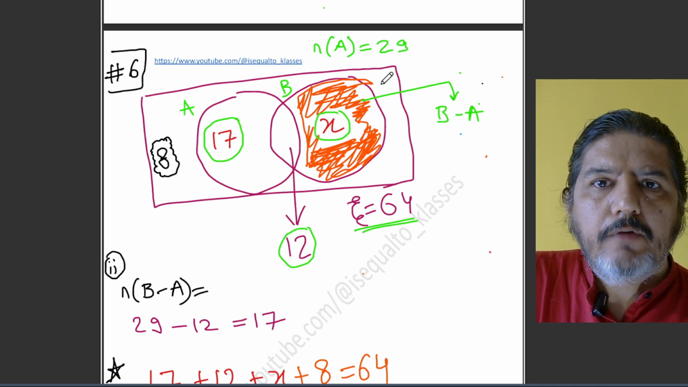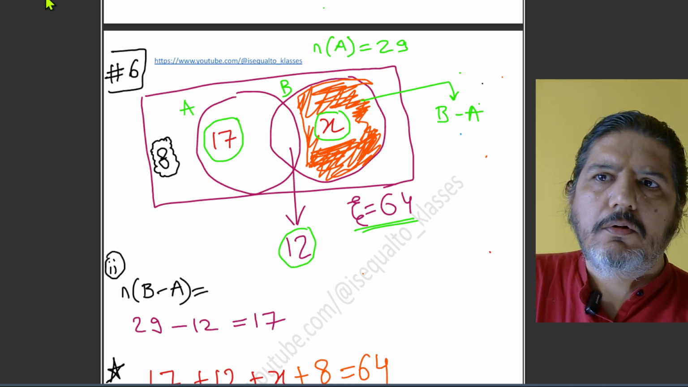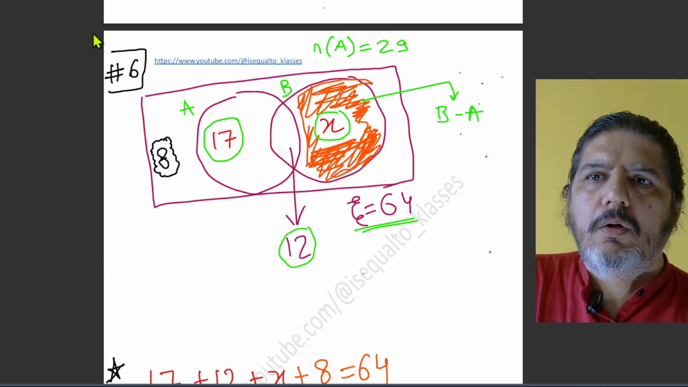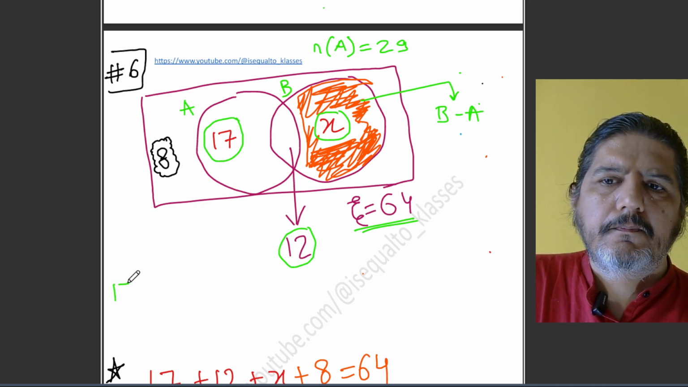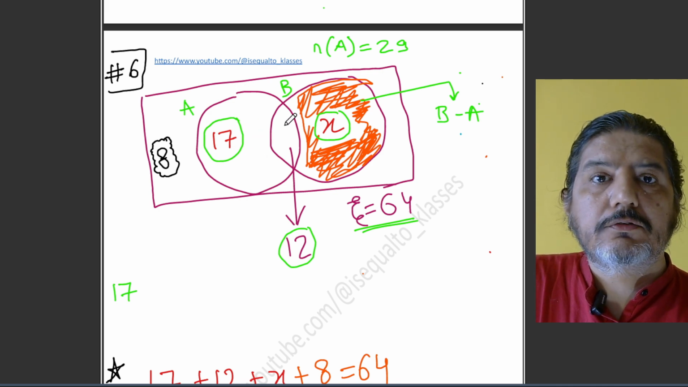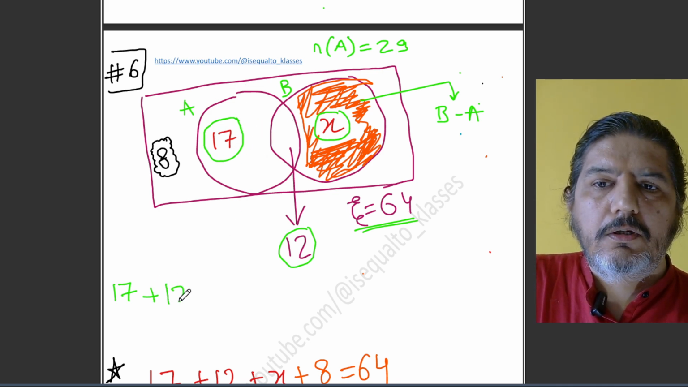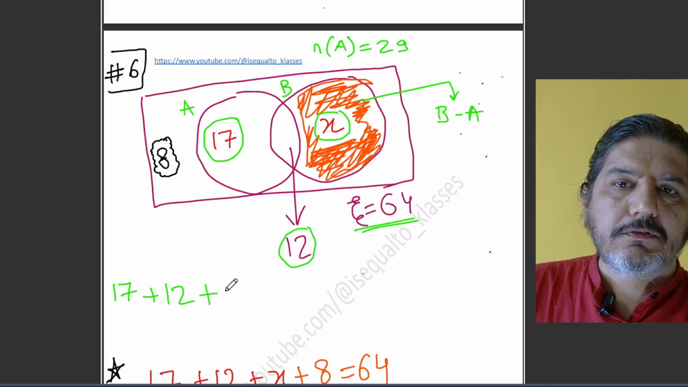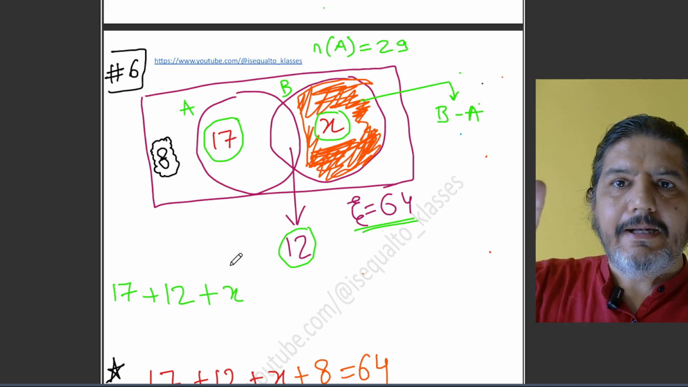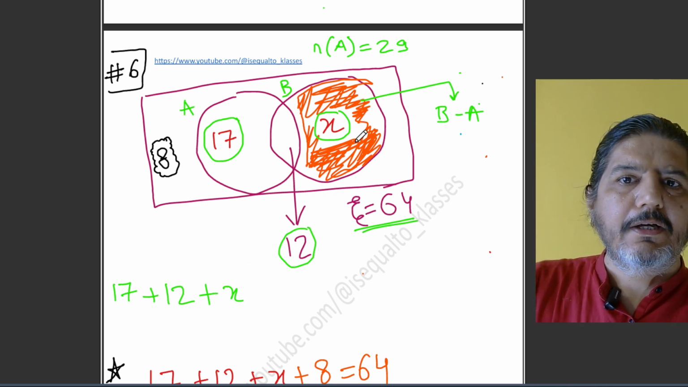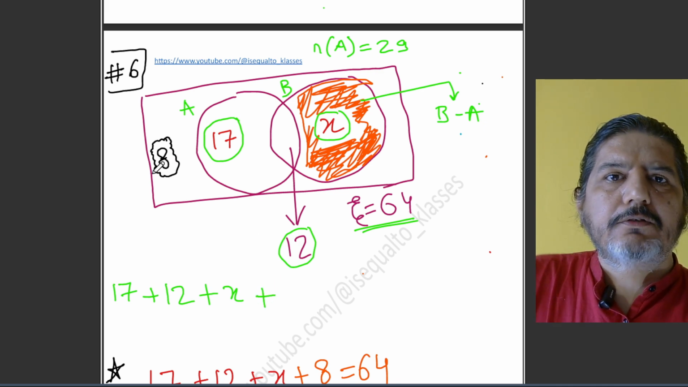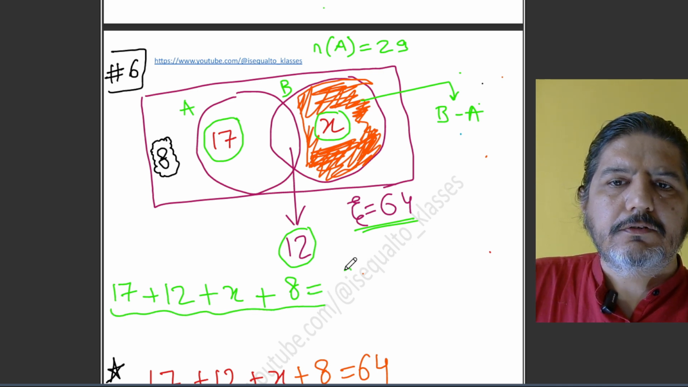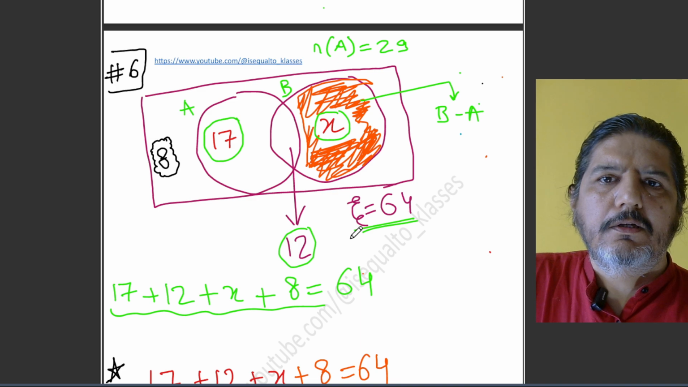Now, if I have to form an equation, if I look at this carefully, then 17, the part which is exclusively in A, not in B, plus 12, the elements which are both in A and B, plus x, the part which is exclusively in B, B minus A, plus the elements which are neither in A nor in B. If we add all of these together, we will get the universal set, 64. I hope this is clear.